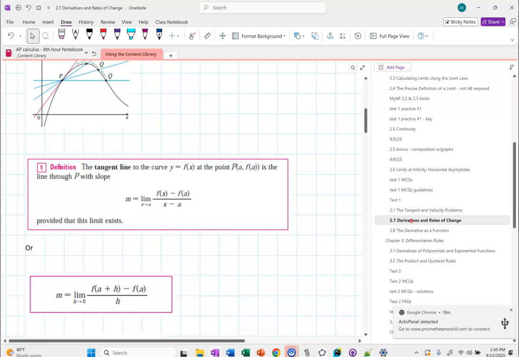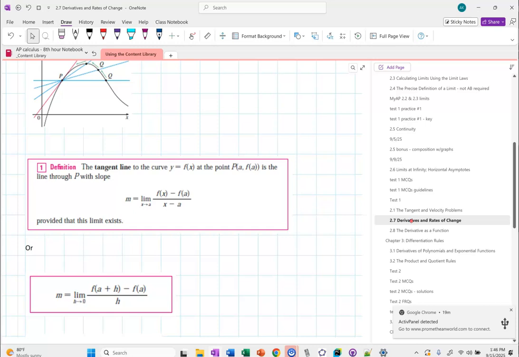So what we'll do is define the slope of our tangent line to the curve y equals f of x at the point P, which is a comma f of a, as the limit as x approaches a of f of x minus f of a over x minus a. So that's all that's happening. We have the point a comma f of a, and we have some point whose x coordinate is getting closer and closer to a. That's what that limit is saying.